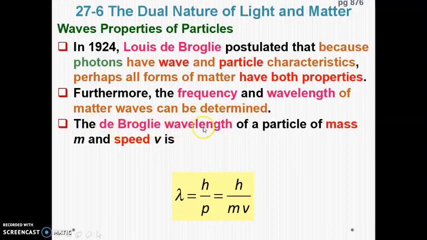So the de Broglie wavelength of a particle of mass m and speed v is lambda equal to h over p, where lambda is the wavelength, h is the Planck constant, and p is the momentum. The formula can become lambda equal to h over mv. So here the momentum formula should be p equal to mv.